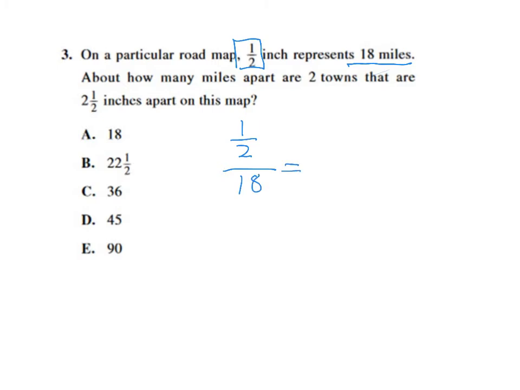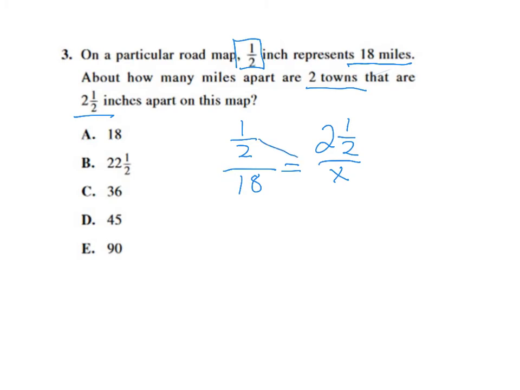We're going to set that equal to the second ratio, which will allow us to find out the answer that we're trying to discover here. It says about how many miles apart are 2 towns that are 2.5 inches apart. So in the numerator of my first ratio, I had the number of inches, so I have to represent the number of inches again, and I'm trying to find the distance of the 2 towns. So I'm going to let that be x, and that will be the distance in miles.